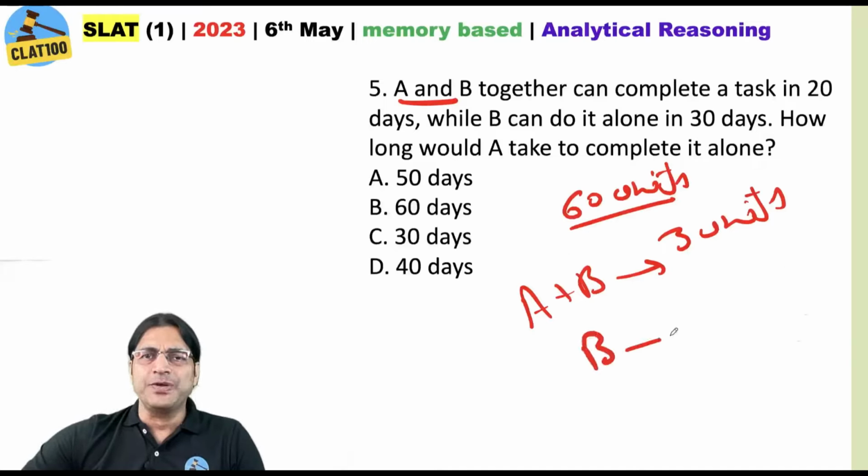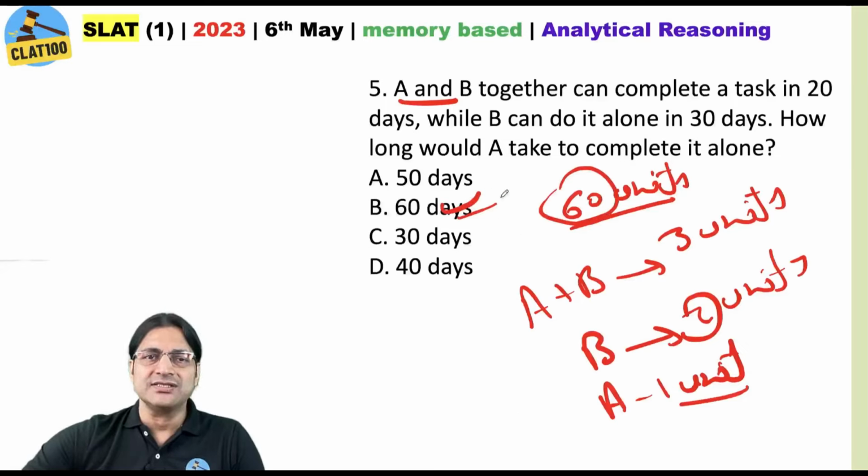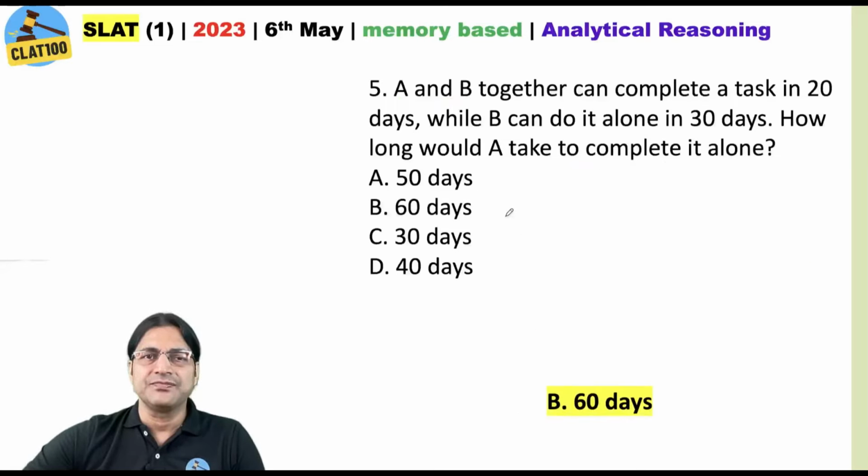When it comes to B, B can finish these 60 units in 30 days. So in one day, 2 units. It means if B does 2 units and A and B do 3 units, A does only 1 unit per day. So he would be doing 60 units in 60 days. This is your answer, isn't it?